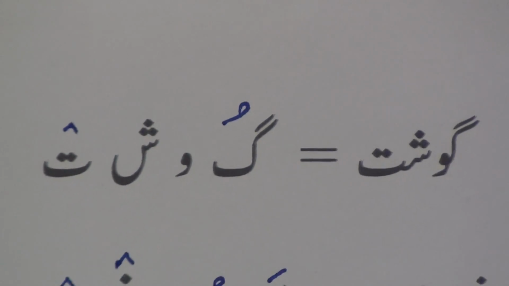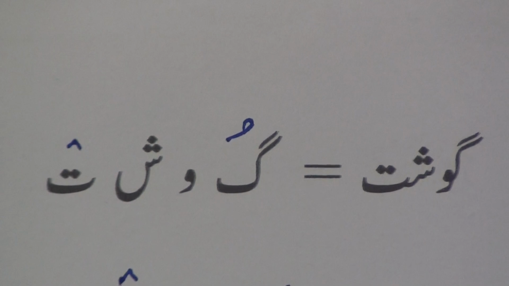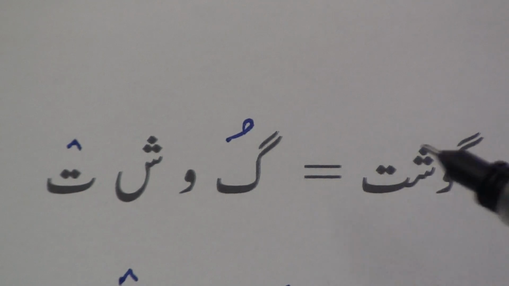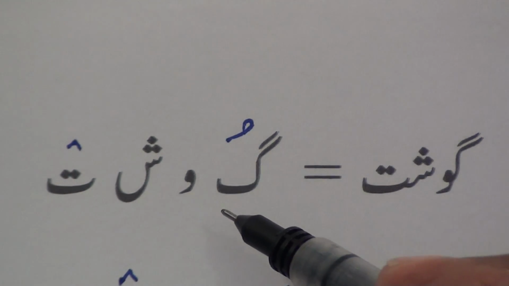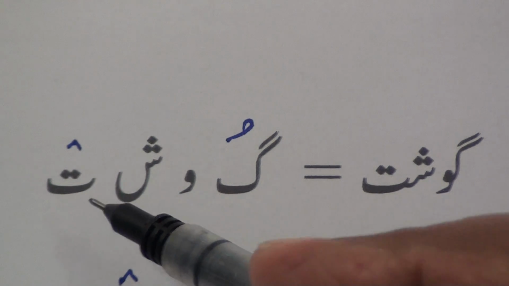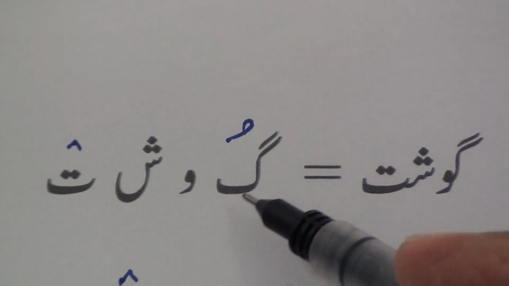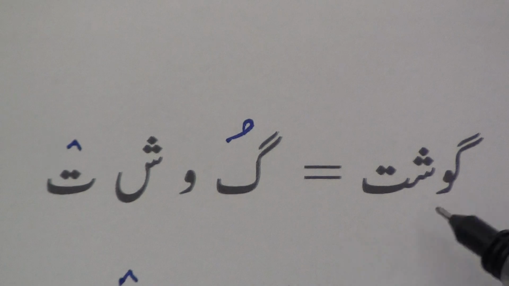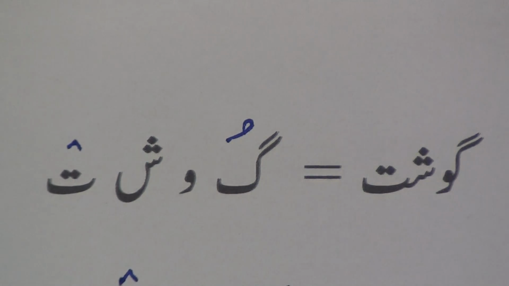And now try to read this word. This word has 4 letters: Gaf, Vav, Sheen, Te. Gaf pesh vav is go, and Sheen te, gosht. Gosht means meat.